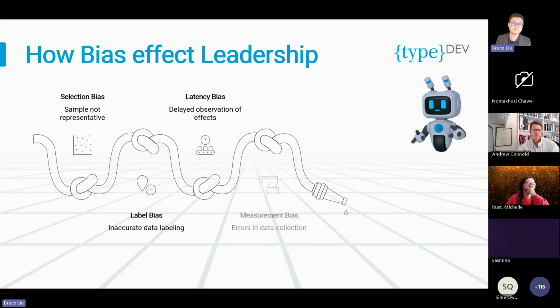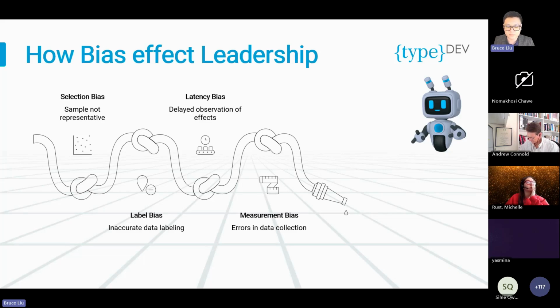Okay, so how do these affect leadership? So we have selection bias, where we look at which data we are selecting for the AI to be trained on. And then we have label bias, where we incorrectly say what the final answer is meant to be. And that could be because whoever trained the AI models labeled them incorrectly, right?